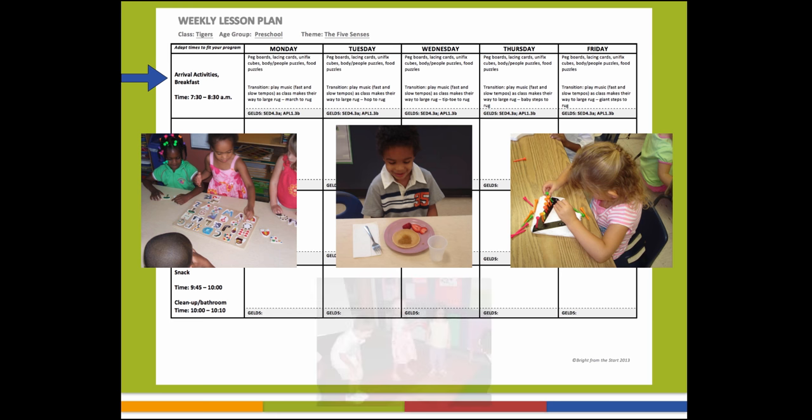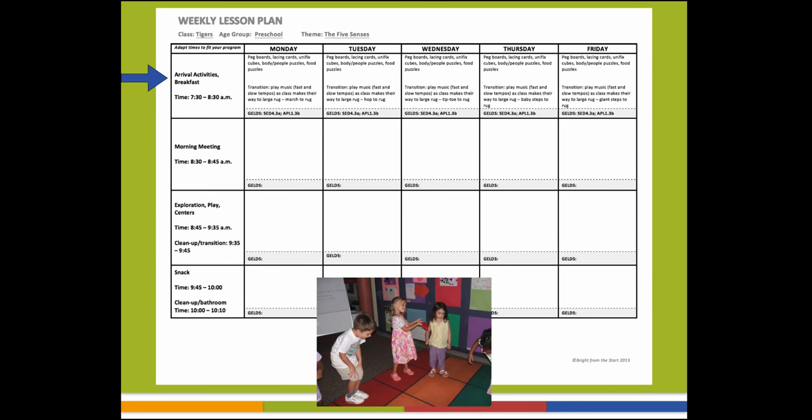On this plan, there are different kinds of movements the children will do with music as they transition from the breakfast table to the large rug. For example, on Monday, they'll march to the rug. On Tuesday, they will hop.